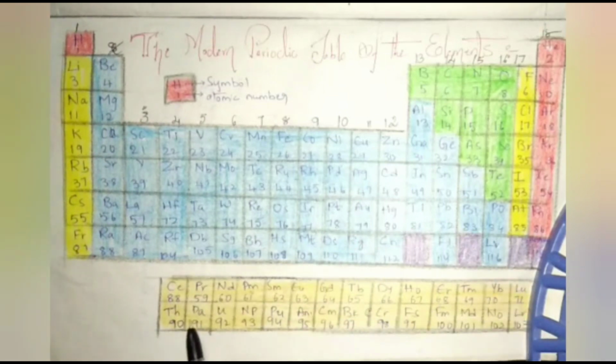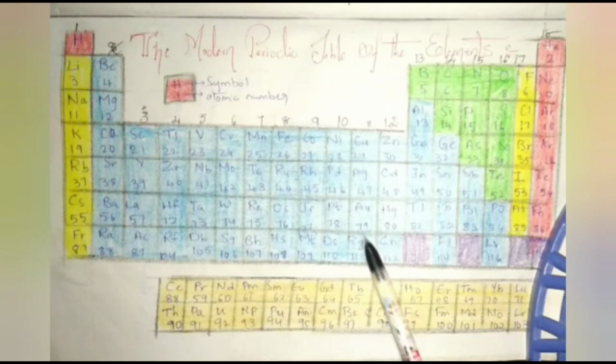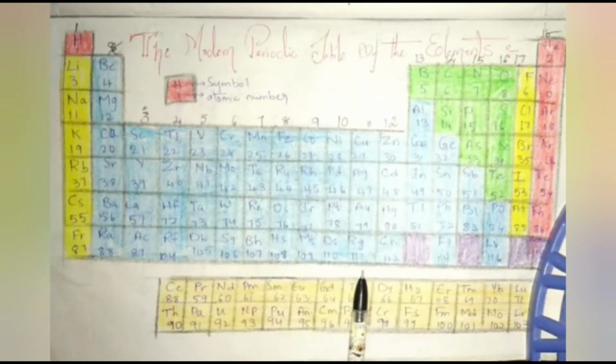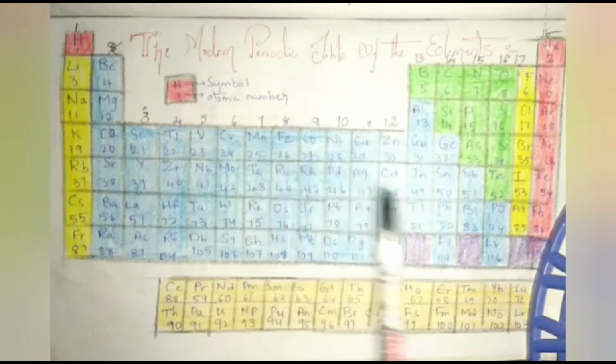So why am I saying the sixth period contains 32 elements? Here you are seeing two double periods below the periodic table. I will tell later why these elements are kept below the periodic table. So finally, that's all about the modern periodic table, about the groups and periods.